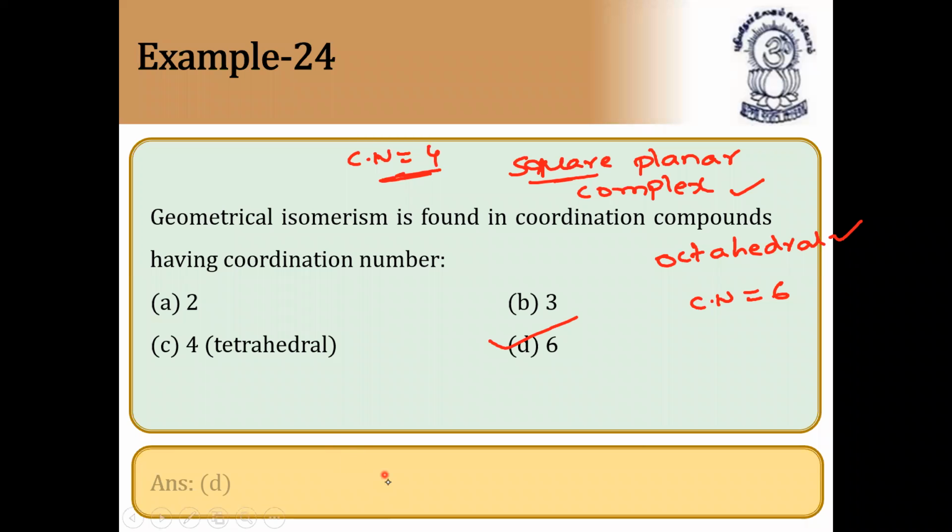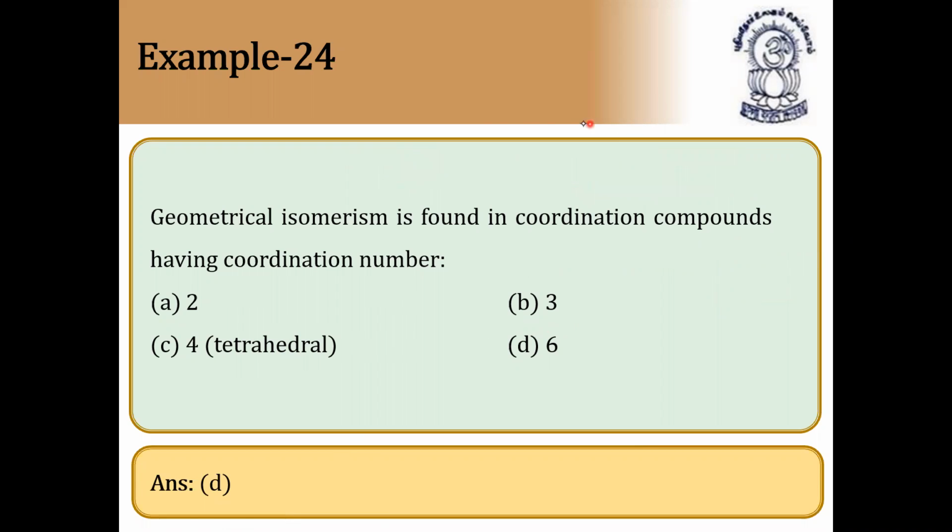They have given tetrahedral, so it is wrong, because tetrahedral it will not form at all. Only square planar complexes, in which the coordination number is equal to 4. If they had given only 4 without tetrahedral, that would be the right answer. Even C and D would be right answers. Since they have given 4 with tetrahedral, it is not the right answer. So the answer is 6. Very, very important.